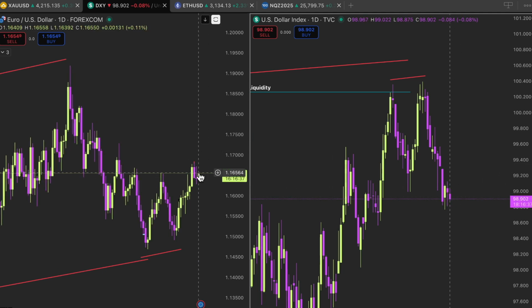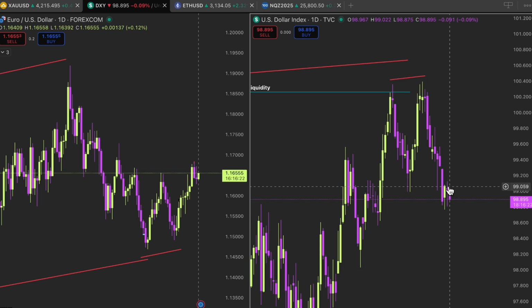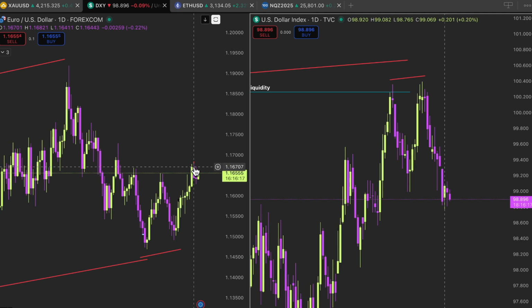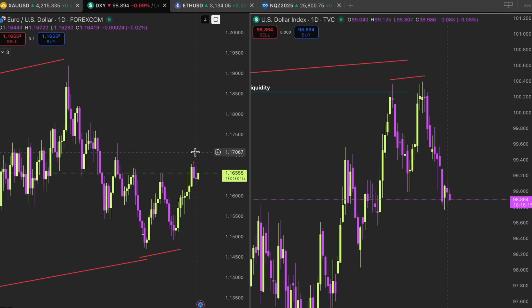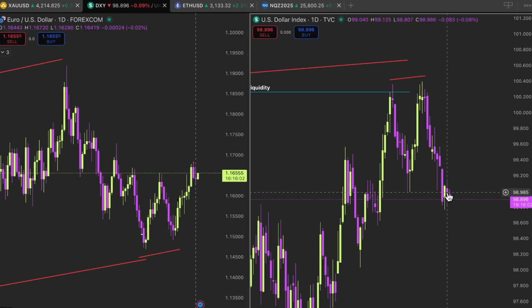So what I want to do now is wait for this day to finish, and if this day finishes not trading below this low over here for the euro, and not trading above this high over here for the DXY, then I can confidently say I am bullish for the euro and the GBP. But now I want to wait for this day to finish, so I'll probably be touching the markets tomorrow if this one closes above this low, and if this one closes below this high.